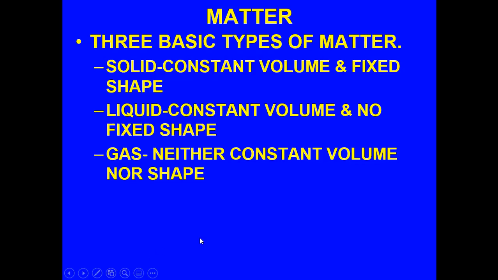Now, I mentioned 3 basic types of matter. Solid, which has a constant volume and a fixed shape. Liquids have a constant volume, but no fixed shape. I mean, think about it, it takes the shape of its container. Gas has neither constant volume nor shape. Basically, whether it's 5 gas atoms or 5 million gas atoms, if you put them into a container, they'll just go bouncing around all over the place. There'll be no fixed volume, and they won't really take a shape. They'll basically just bounce off all the sides of the container and take up whatever space is available in the container that holds those gaseous atoms.